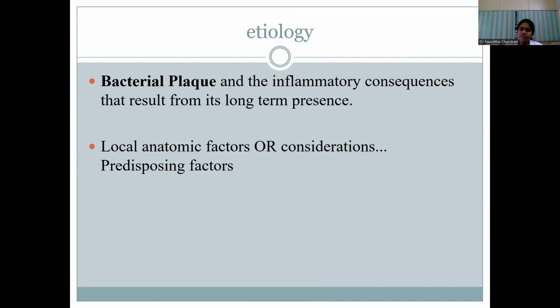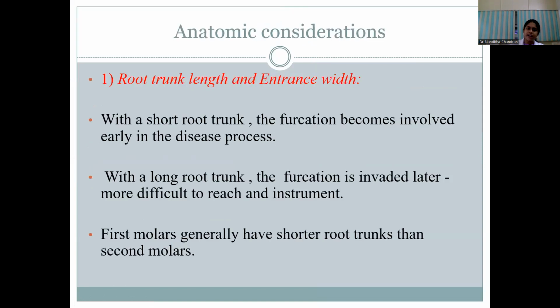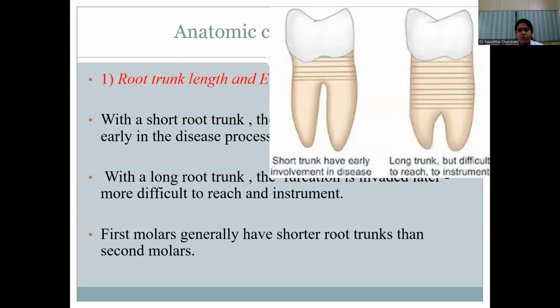Now, what is the etiology for furcation involvement? The first etiology is always bacterial plaque and the inflammatory consequences from the long-term persistence of plaque. We also have other local anatomical factors and predisposing factors. What are the anatomical factors? Anatomical factors are always related to the tooth root itself, that is the root trunk and the entrance. Now, we have two teeth. The first tooth has a shorter root trunk, and the second one has a longer root trunk.